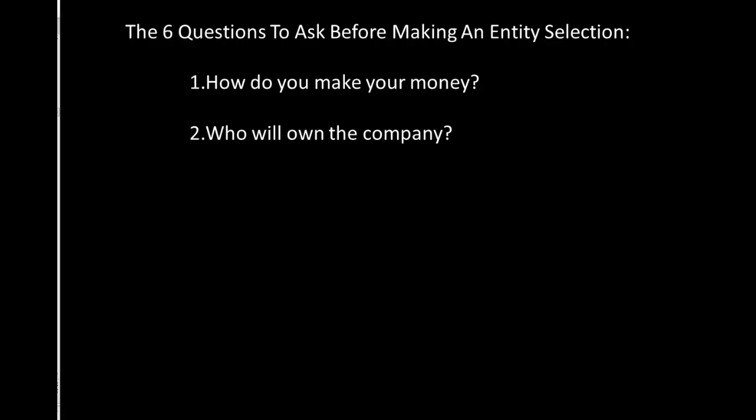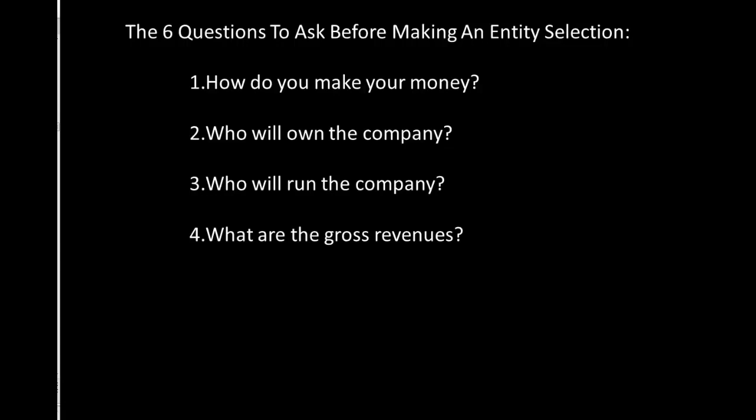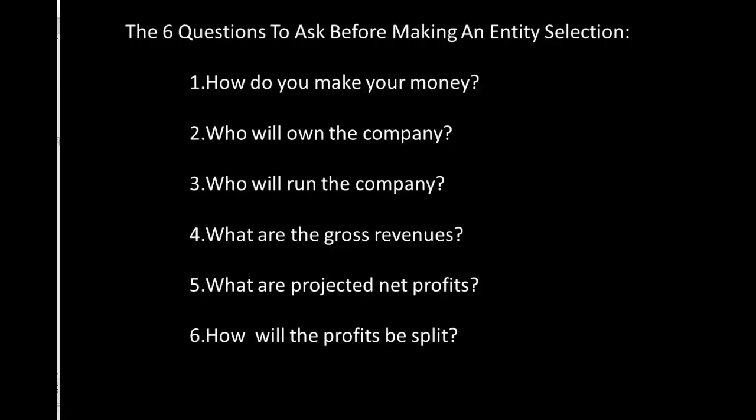So the 6 questions to ask before making an entity selection are as follows. 1, how do you make your money? 2, who will own the company? 3, who's going to run the company? 4, what are the gross revenues? 5, what are the projected net revenues? And 6, how will the profits be split if there's more than one owner? So you need to have this information, and then you need to take into consideration these variables.